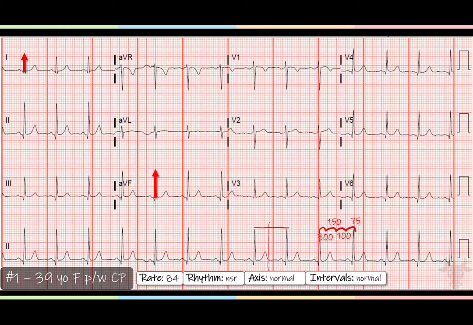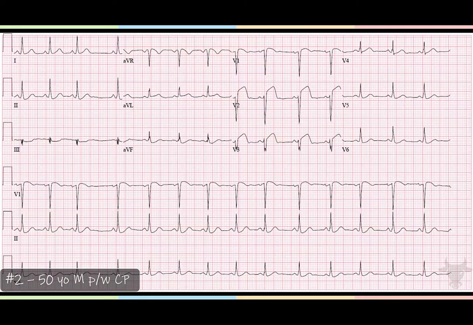So overall, we see normal intervals here, and I don't see any signs of ischemia. There's no ST elevations, no ST depressions, no pathologic T waves or Q waves, or concerning T wave morphology here. So totally normal ECG. Normal ECG. All right. That was boring. Let's move on to the next one.